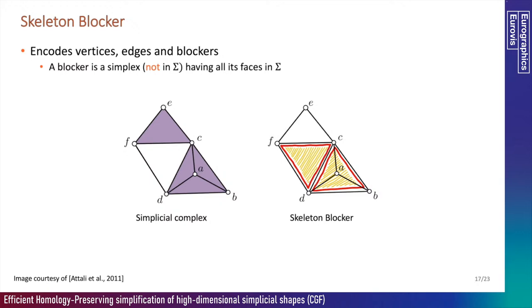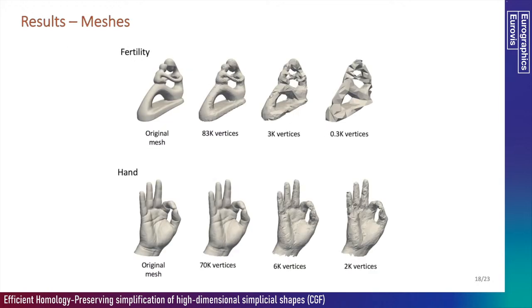In this example, we have only two blockers, the triangle FCD and DCB. So the skeleton blocker encodes the blockers, the vertices, and the edges of a simplicial complex. The reason why blockers are important for homology-preserving edge contraction is that the presence of a blocker around an edge that is going to be contracted basically prevents the contraction. So if we have a blocker there, we cannot perform the edge contraction unless we want to kill some homology class.